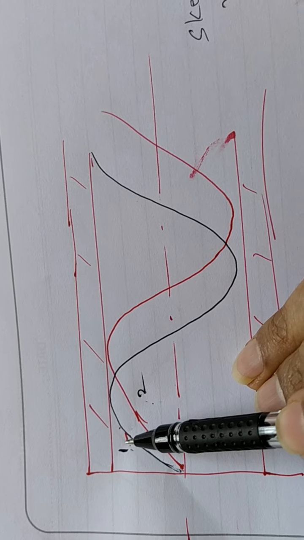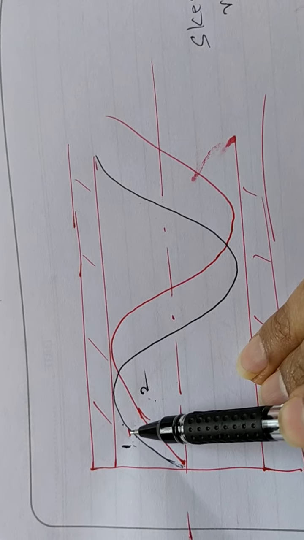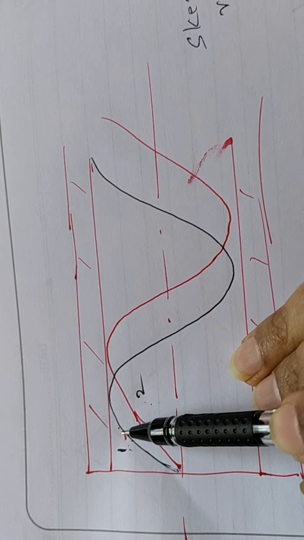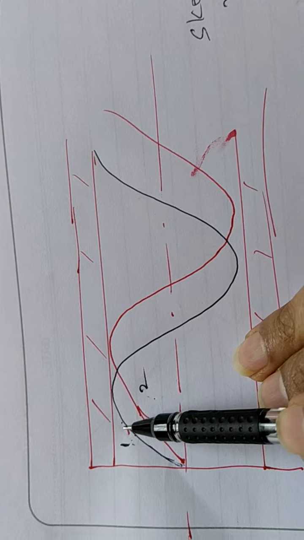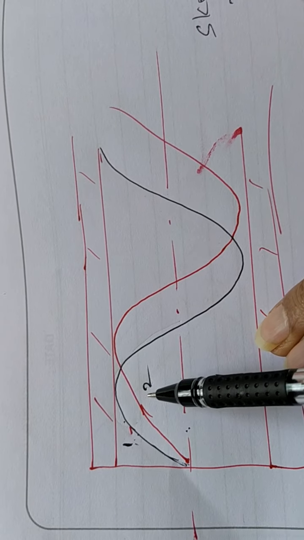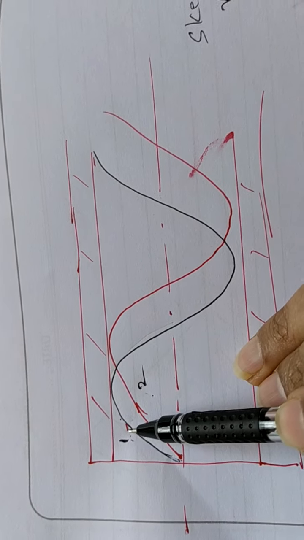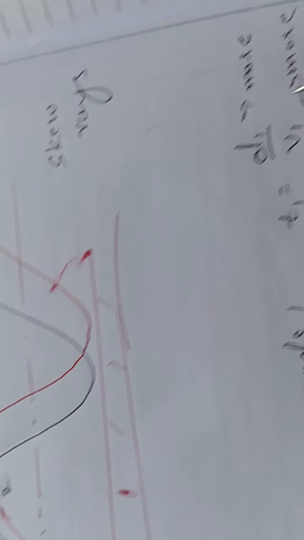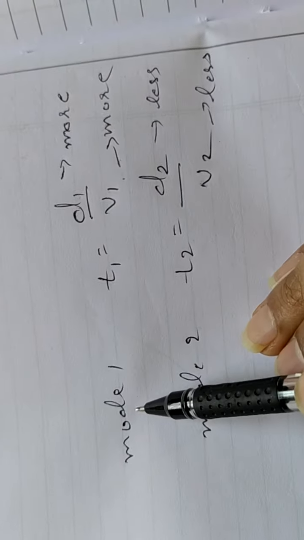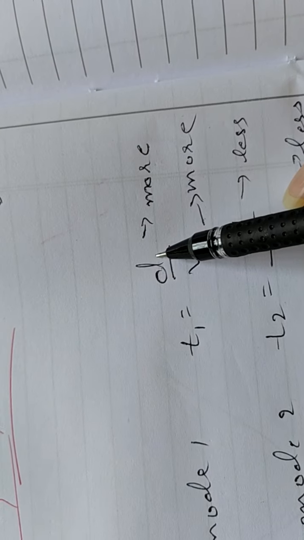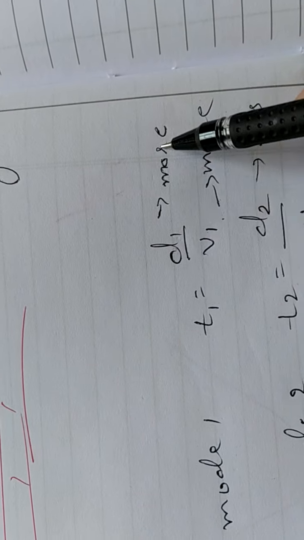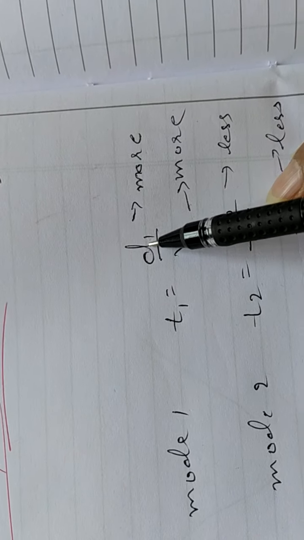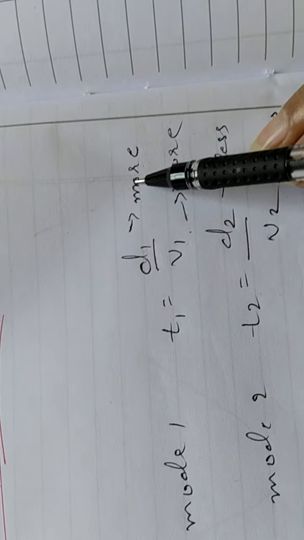Now take mode 1 making a wide angle with respect to the optical fiber axis. When it makes a wide angle, it traverses a longer path compared to mode 2. That means mode 1 travels a longer path compared to mode 2. So the distance traveled by mode 1, D1, is more. You know that time is equal to distance upon velocity. The distance traveled by mode 1 is larger.